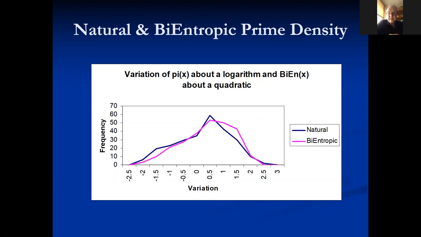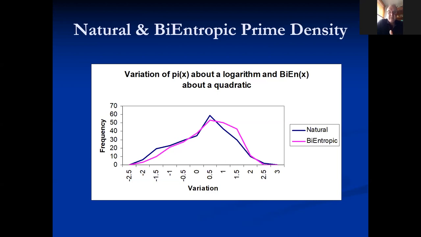So if we can have the next slide. This is the error graph showing the differences between the two pairs of curves on the previous slide. And you can see the mean error is approximately zero, and the variation is only between plus or minus 2.5, and it's approximately normal. And of course, I'm only doing this with the numbers less than 256. So what I'm showing is that there's a very small variation between the bioentropic prime density and a quadratic curve.